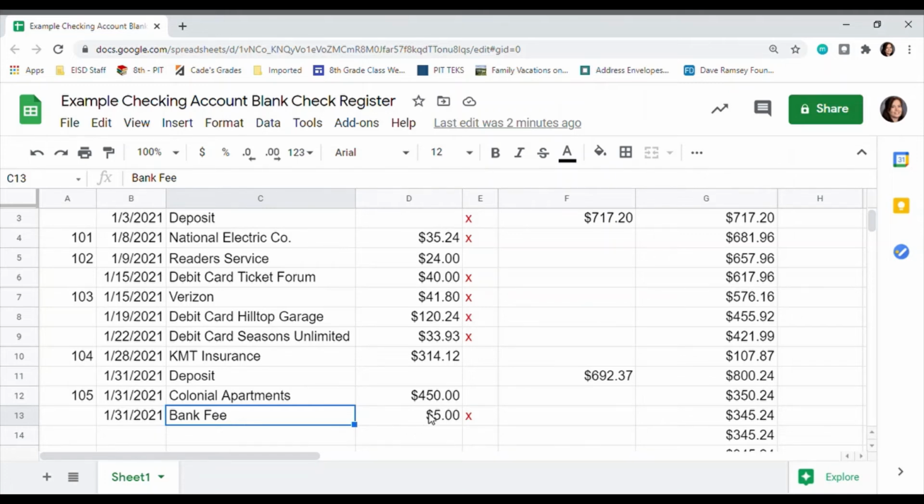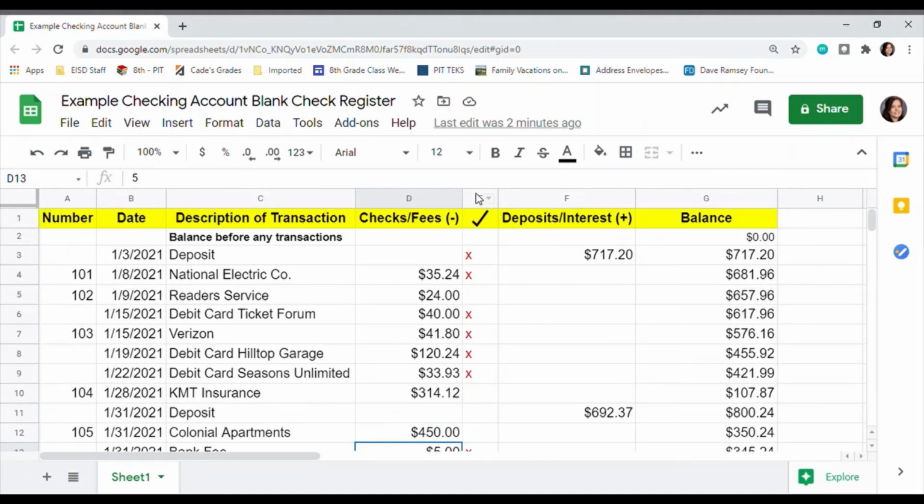In cell D13, I put the amount of the fee, which is $5, and it got my balance to $345.24. Now, you'll notice that there are some X's here in column E. The reason that they are there is because if you look at the bottom of page 3 of your account statement, in the section Checks and Deposits and Other Account Activity, these items that have X's next to them match that statement, and that's the purpose in doing that.